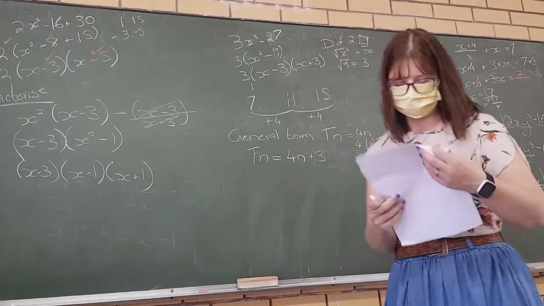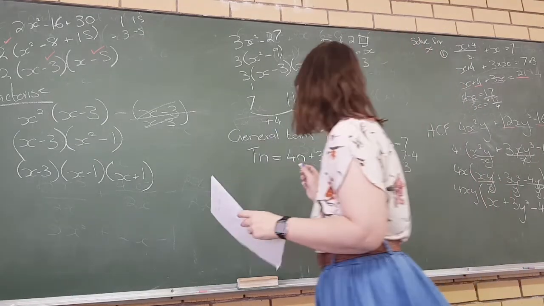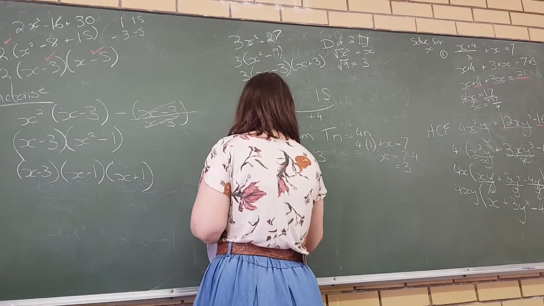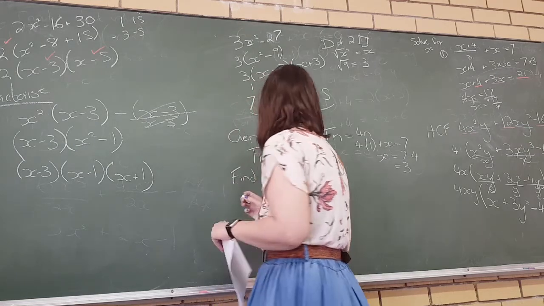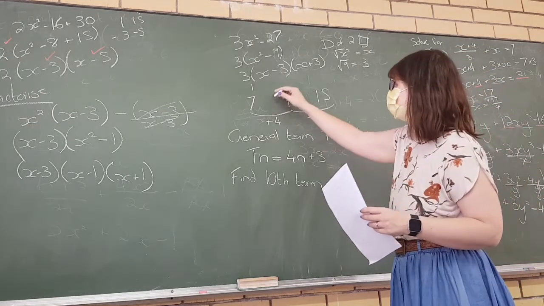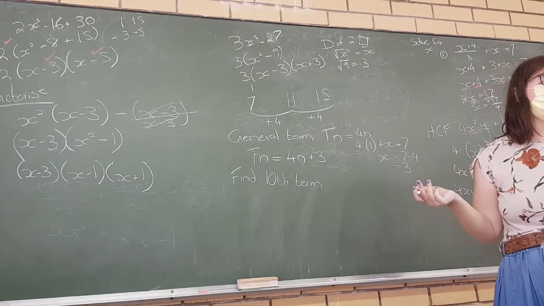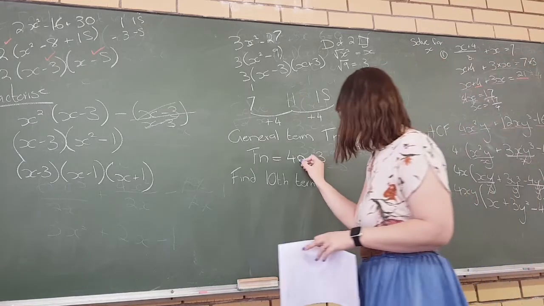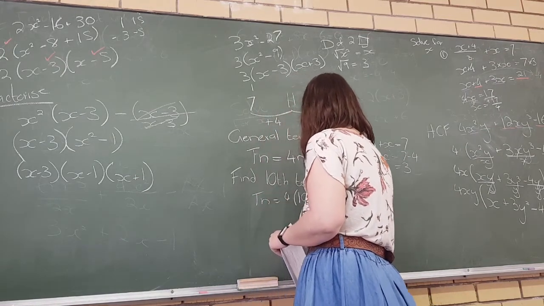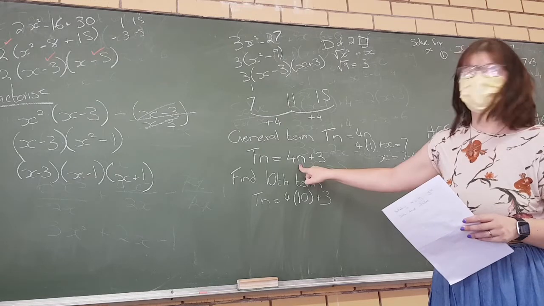Next thing I'm going to do is find my 10th term. There's two ways you can do this. You can just carry on going, so 7, 11, 15, and carry on until you get to number 10. What if it says 20? You might not have time. So you put your 10 over here. So Tn is equal to 4 times 10 plus 3. Do you see that? I put my 10 where my n was.